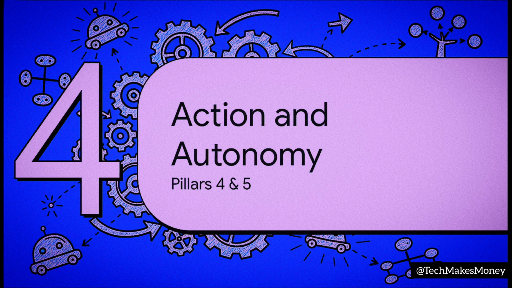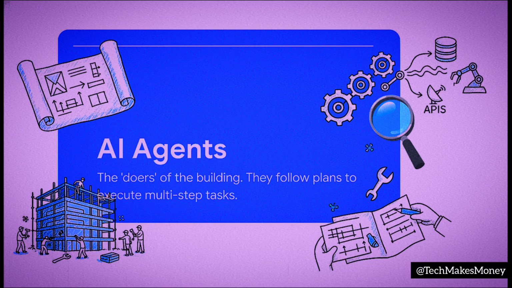Okay, our tour is now heading up to the executive suites. This is where all that understanding and creativity gets turned into actual action. And here we meet our last 2 pillars, AI agents, and the really exciting one, Agentic AI. So let's start with AI agents. These are the doers. They're the skilled workers in our building. You give them a clear set of instructions, a plan, and they just get it done. Whether it's booking a flight or analyzing a spreadsheet, they can follow complex, multi-step tasks. They are the hands of the operation.